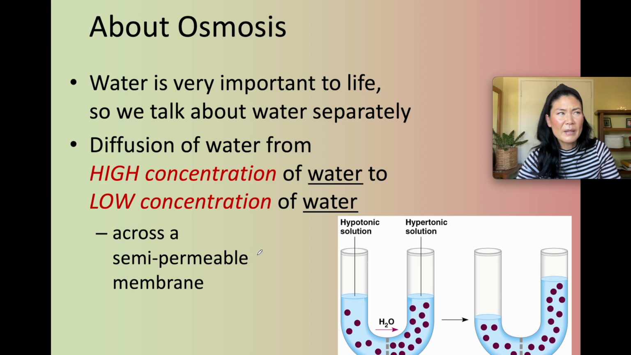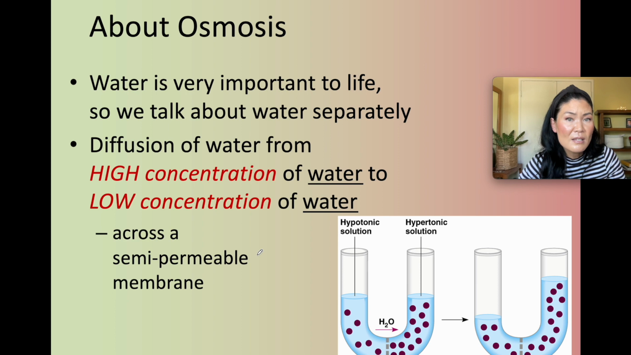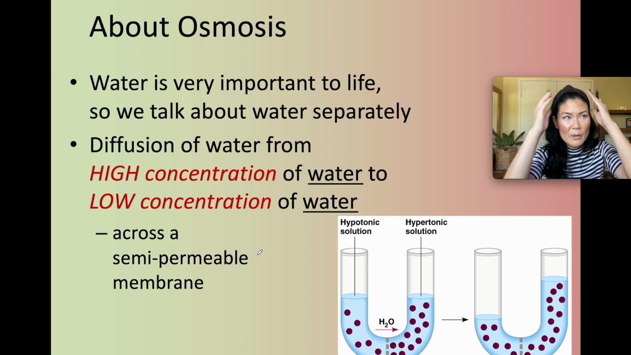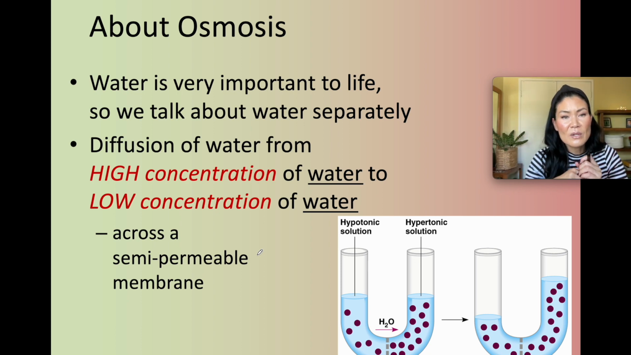So I think this is the last topic from our video: osmosis. Water is very important to life, so we have to talk about water separately. But basically, guys, osmosis is diffusion of water, facilitated diffusion of water. That's what osmosis is. And water is going from where there's a lot of water to an area where there's less water. And when we talk about more water, less water, that's in regards to the solute level. Solutes, remember, are the stuff that's dissolved in the water.